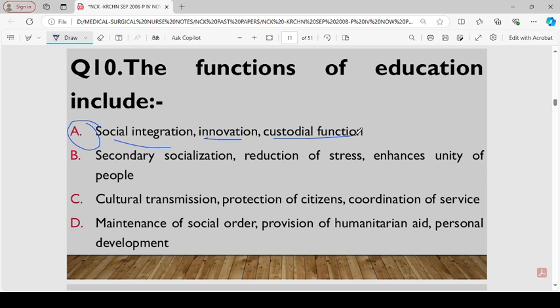Looking at option B, secondary socialization, yeah, that is part of the roles of education. But talking about reduction of stress, this is more of a psychological problem. So this is not actually a primary role of education in that case. Talking of C, cultural transmission, yeah, that one we can also accept as a role, but protection of citizens, conditions of service might not be a direct role of education. Maintenance of social order, that could be okay. What about provision of humanitarian aid? Is that the role of education, guys? No.